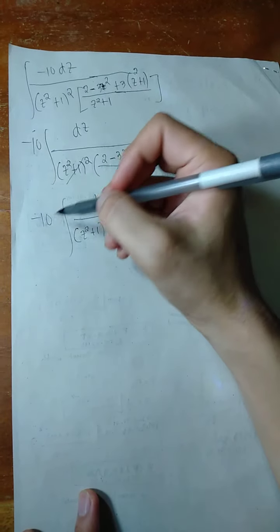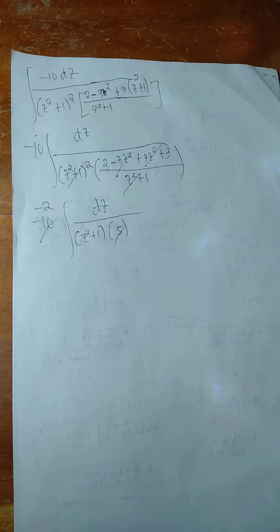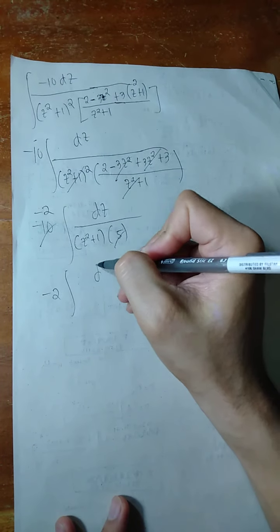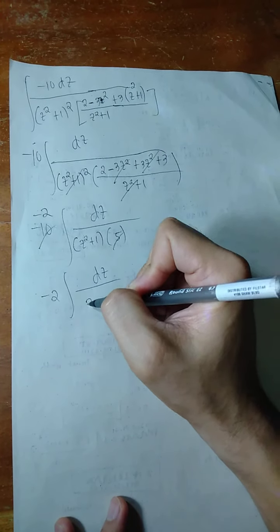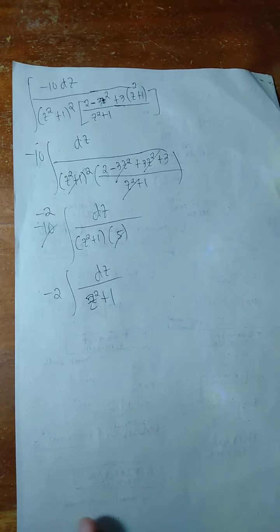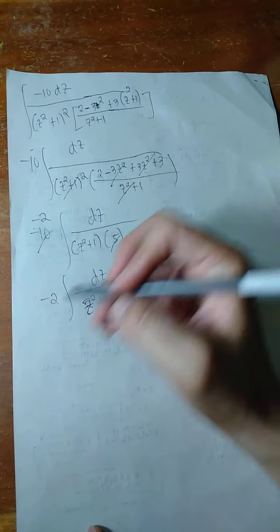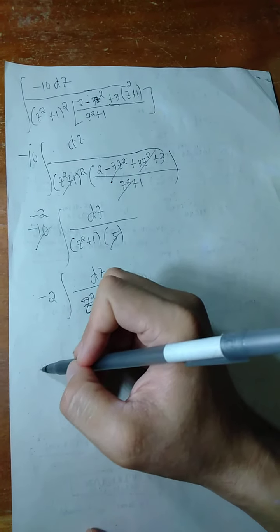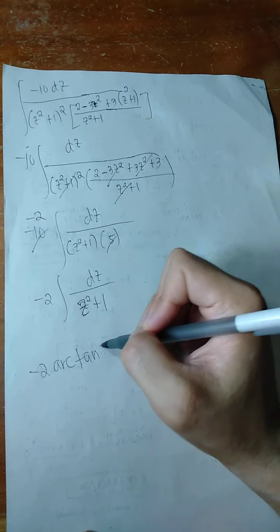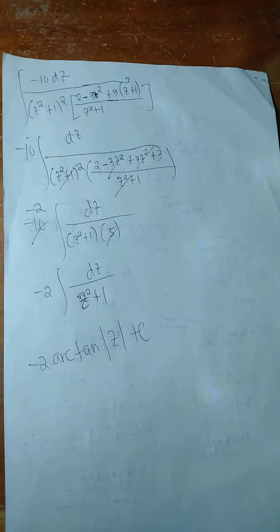Then, since cancel out pa rin niya. So, negative 2 na lang. Tama? Negative 10 kasi divided by 5 is negative 2. So, negative 2 integral of dz over z squared plus 1. And, kung mapansin natin siya, arctangent na naman. Tama? So our answer is negative 2 inverse tangent or arctangent of course, z pa rin yan. Z plus c. And what is our z?